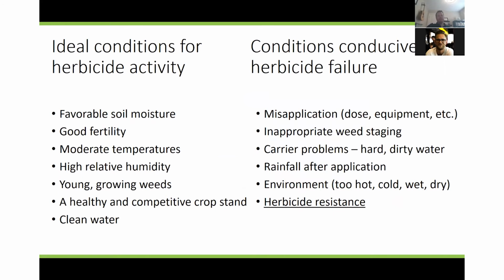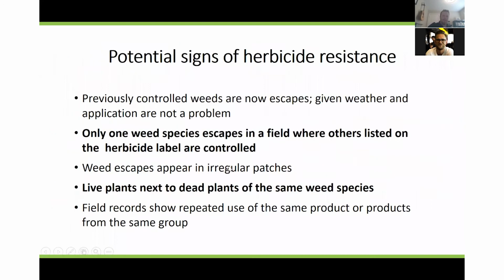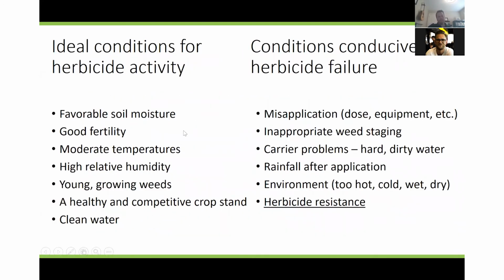Here we're looking at conditions that are conducive to either herbicide activity or potential herbicide failure. These lists on the screen, first of all, look at good activity from your herbicide. Essentially the conditions that we're looking for are conditions that are largely favorable for active weed growth. So here we're looking at favorable soil moisture, good fertility, moderate temperatures, high relative humidity, young growing weeds, an important one, a healthy and competitive crop stand, and also clean water.